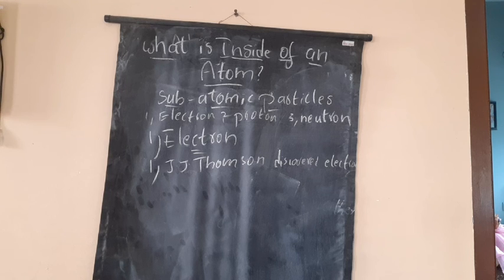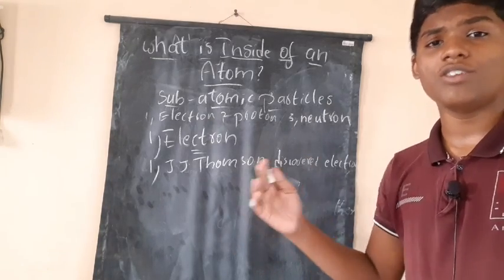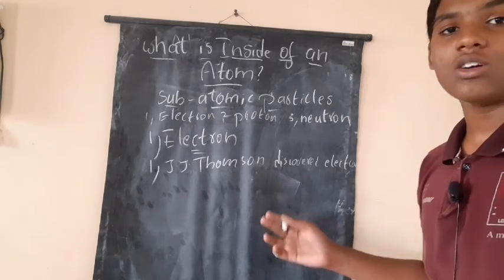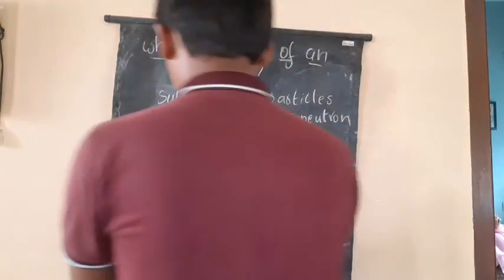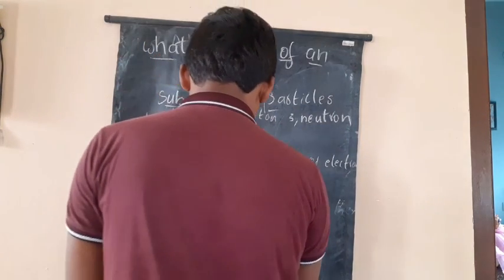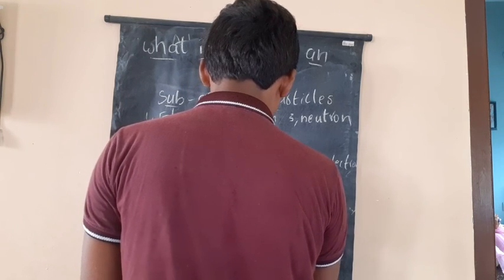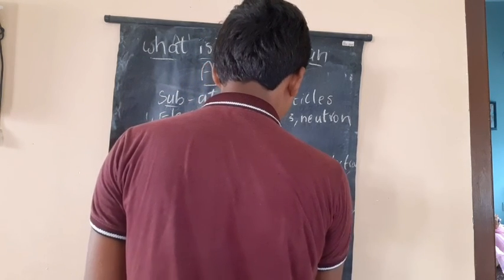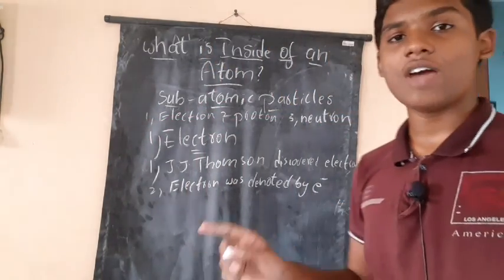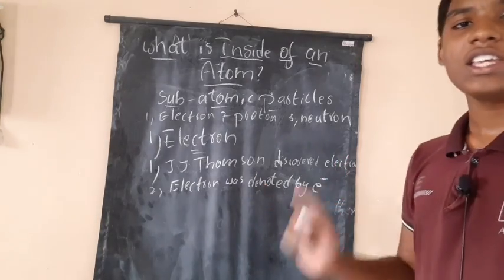And how did he discover electrons? We will learn how he discovered it in the J.J. Thomson atomic model. And in which letter was the electron denoted? Electron was denoted by e minus, because electron has negative charge, so it is denoted by e minus.